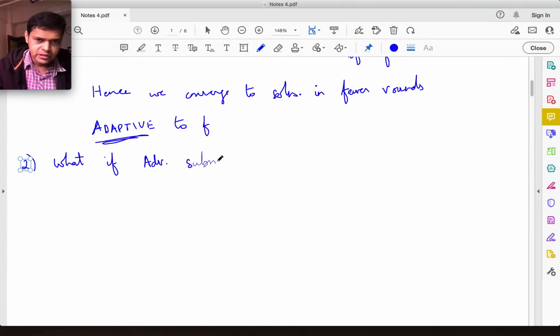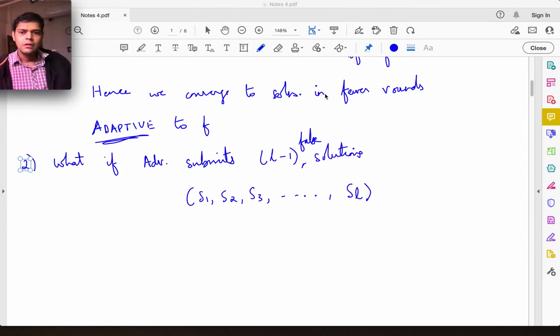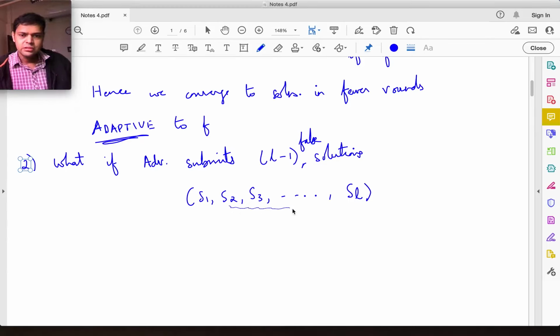So what if the adversary submits, let's say, L-1 solutions? So let's say we have solutions S1, S2, S3 and so on up to SL. So in case the adversary submits multiple false solutions, what do we do? Because till now we have assumed that only a single false solution was submitted, in which case we had 2 likelihood ratios.